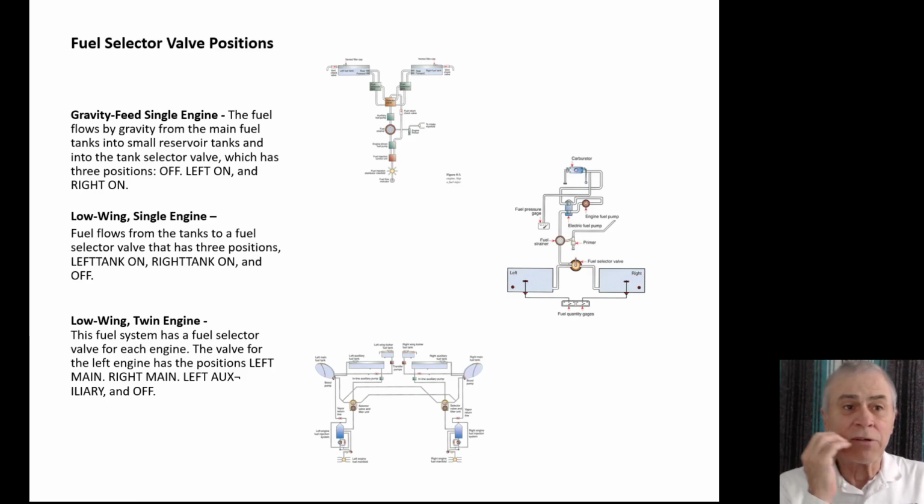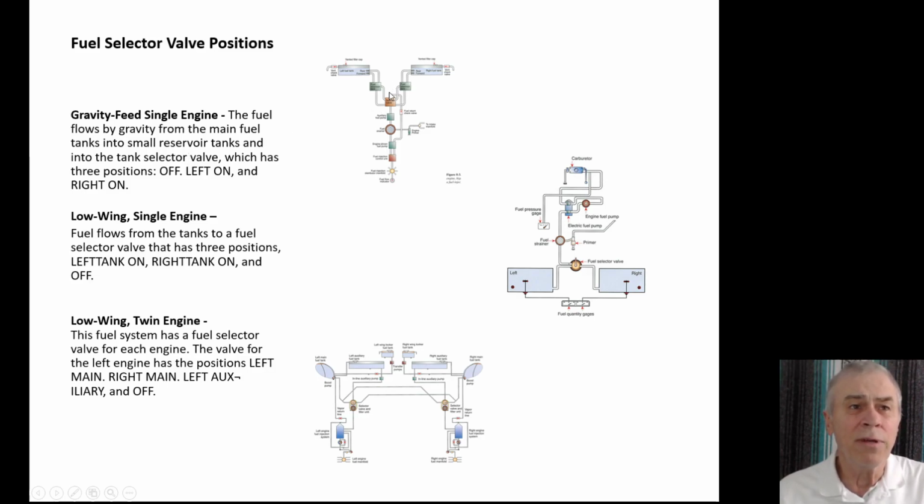All right. So the fuel selector positions for gravity feed single systems: you can see the tanks up at the top, and the fuel is by force of gravity flowing down to where it needs to be. They've got small reservoir tanks, and into the tank selector valve, which has three positions: off, left on, and right on. So that's basically it: left, right, or off. That's what we saw before.